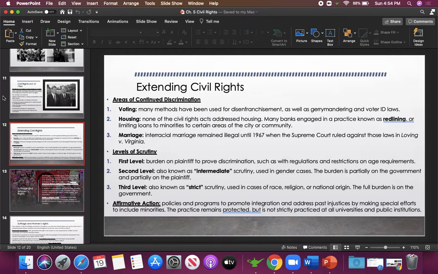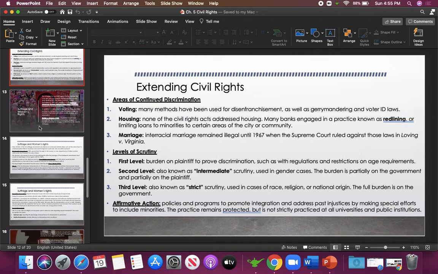First and second level scrutiny: at the first level, the requirement is on the plaintiff to prove that they have been discriminated against. We usually see this in lawsuits and stuff like that. Second level, intermediate scrutiny. This is used in gender cases like sexual harassment, where both sides have to provide evidence to prove their arguments, things like that.